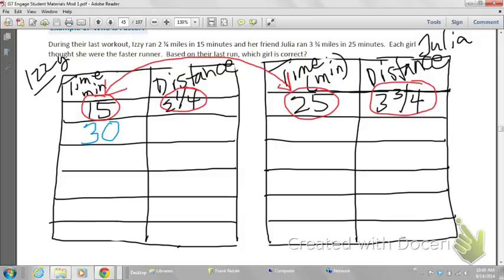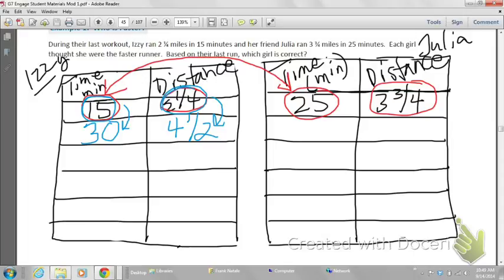But we know that every 15 minutes, she runs 2 1/4 miles. So therefore, in 30 minutes, she's going to have run 4 1/2 miles. I hope you can see how I get that. If I'm multiplying 15 times 2, in a ratio, remember both sides need to be multiplied by that same factor. So I multiply 2 1/4 times 2, and I get 4 1/2. 30 is not common yet.